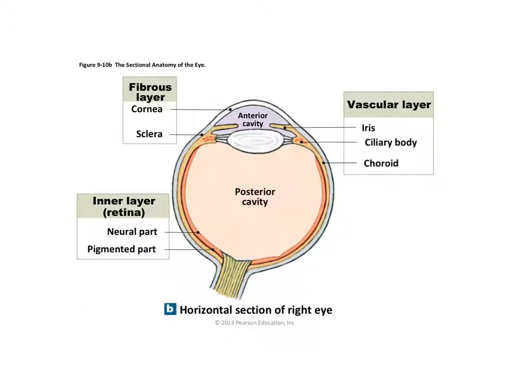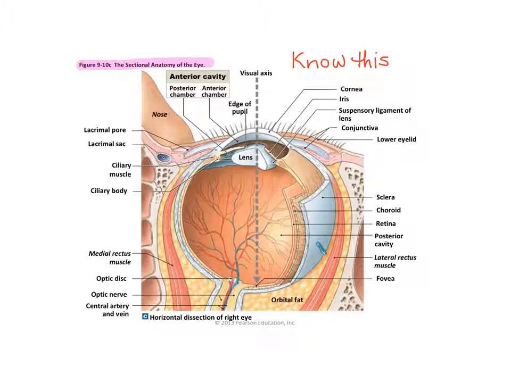Know this picture of the eye. You see the fibrous layer, the vascular layer, and the inner retinal layer. We're going to dissect the sheep eye, and here you're able to see the cornea, the sclera, which is the white of the eye, the iris, the ciliary body, and the choroid. You're also able to see the posterior cavity and the anterior cavity. Know this image. You will have to label this in your test.